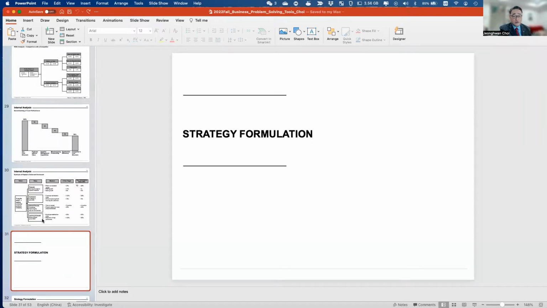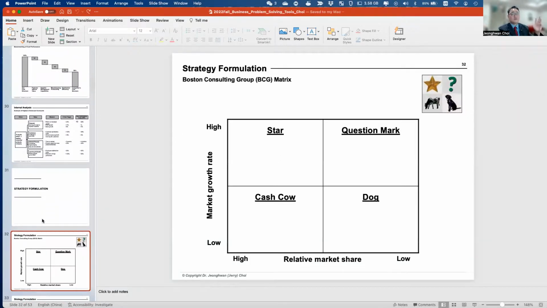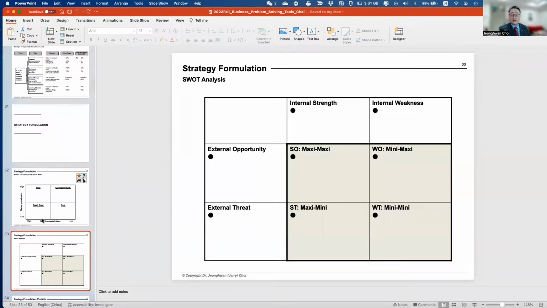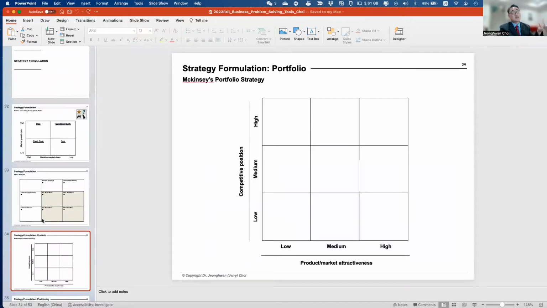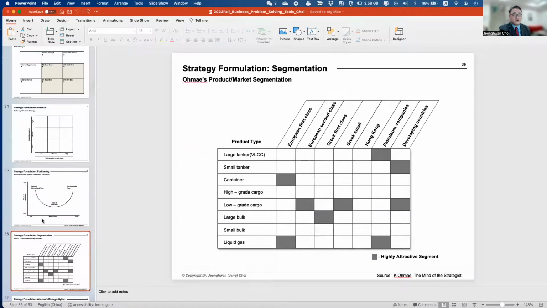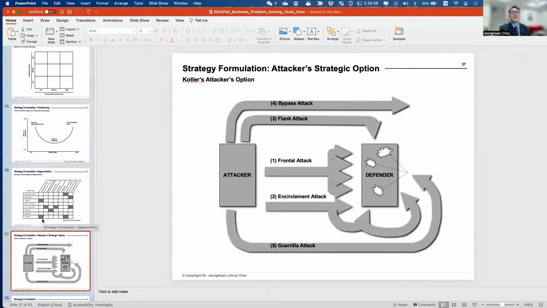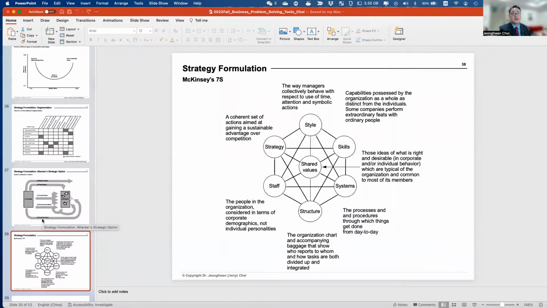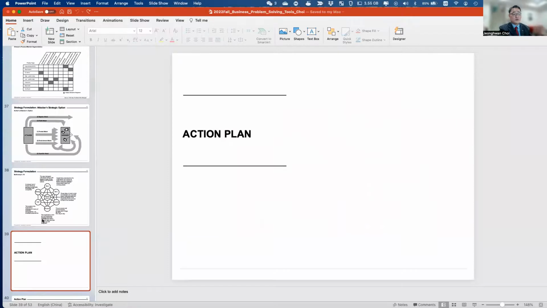To formulate a strategy, we have a number of good frameworks like the BCG matrix. Absolutely, the SWOT analysis is one of the most popular strategy formulation tools that integrates and synthesizes the internal and external analysis. I love this. One of my favorites is the McKinsey portfolio strategy analysis, and Porter's different types of competitive advantage tools will help us. Ohmae's product market segmentation tools will help us identify the specific market. And Kotler's attack options, that is the marketing strategy. And McKinsey 7S.